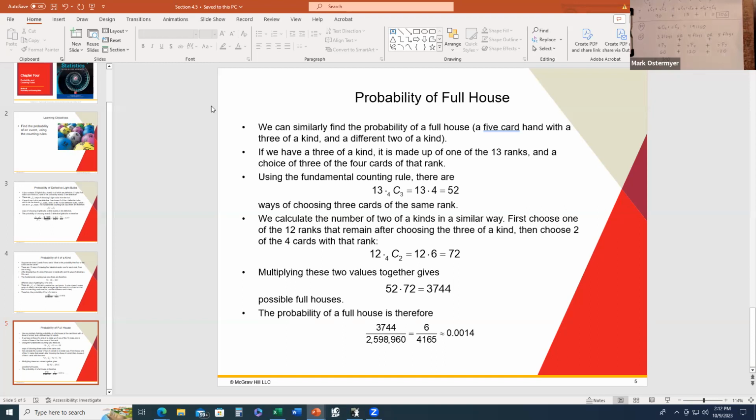So ladies and gentlemen, how many different ways can I choose 3 of a kind and 2 of a kind? That's going to be 52 times 72, which is 3,744 ways, divided by what? Well, how many different 5-card hands can I choose from a 52-card deck? That's going to be 52 in combination with 5, which is 2,598,960. So 3,744 divided by that big old number gives us 0.0014. That's the probability of selecting a full house, 3 of a kind and 2 of a kind.